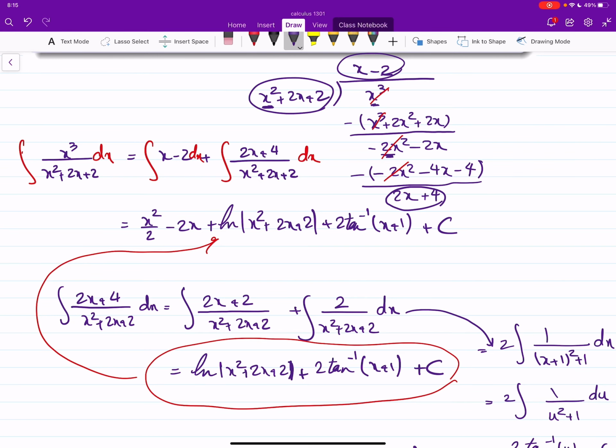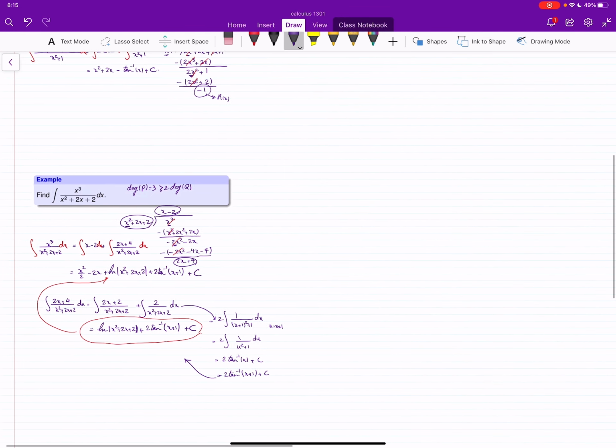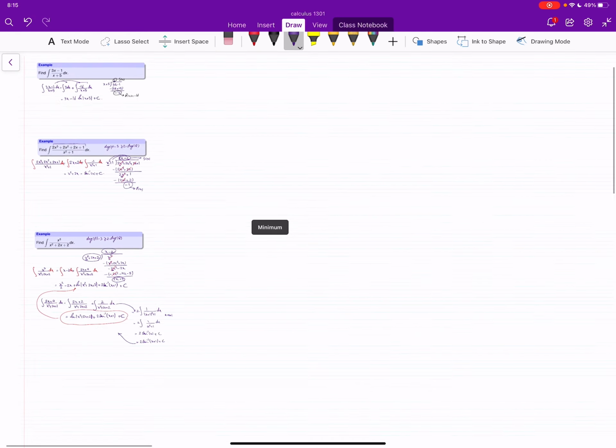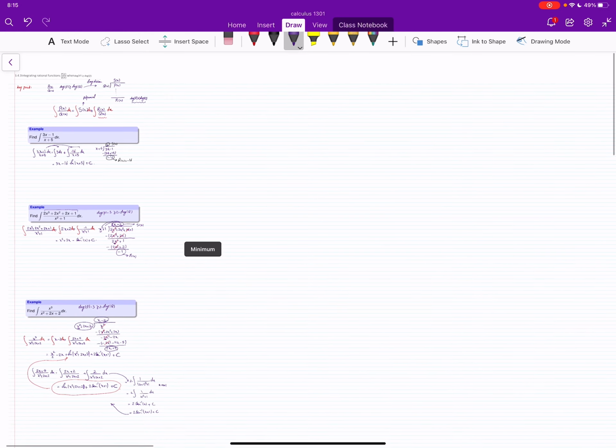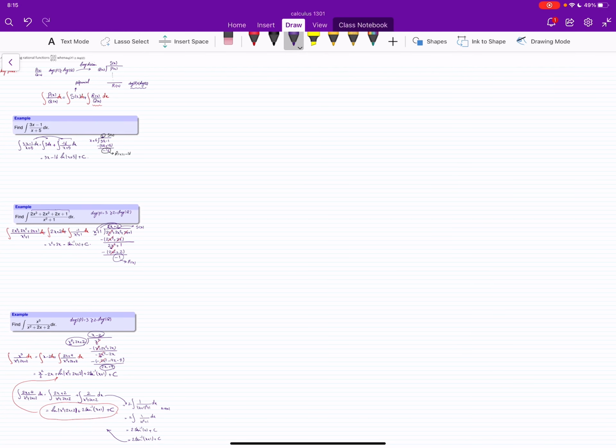So first you have to make sure that, using the long division, you make the degree of the numerator less than the denominator's, and then look at what you found after that process. Depending on the techniques that we will learn from this point on, you can do the solution, you can integrate.